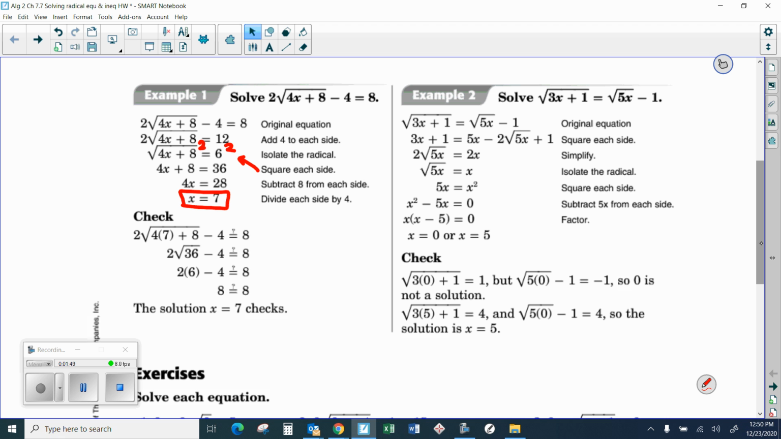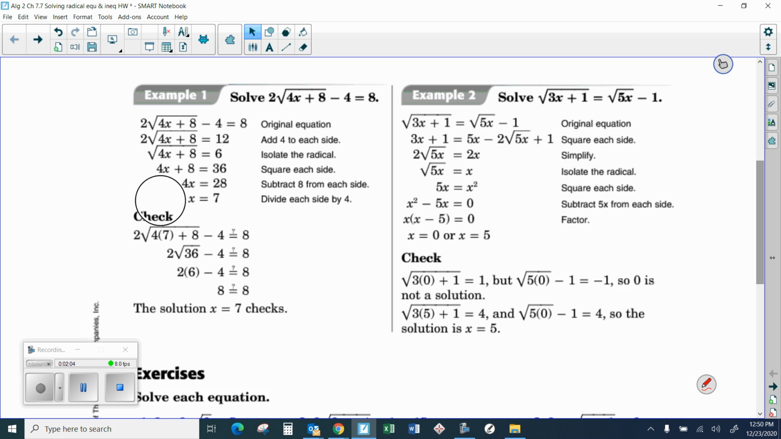Check that. If you're only getting one answer, it's probably going to work. Okay, so we plug it in. 28 plus 8 is 36. Square root of 36 is 6, times 2 is 12, minus 4 is 8. Yes, it works on the check.